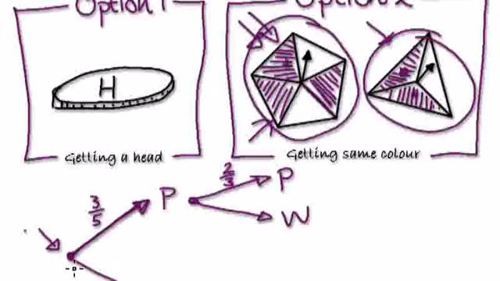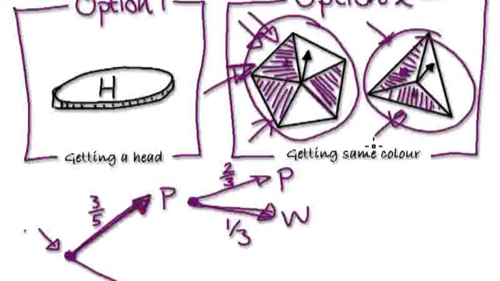Okay. So you've started here, you just spun this one, and you happen to get a purple one. Now you spin this one. Now let's say you get a white one. A white one would be 1 over 3.